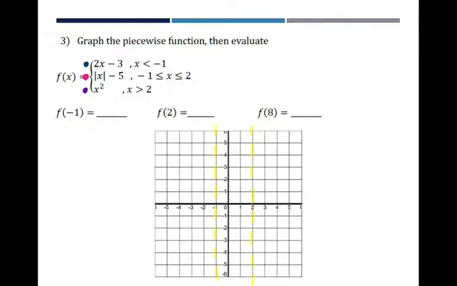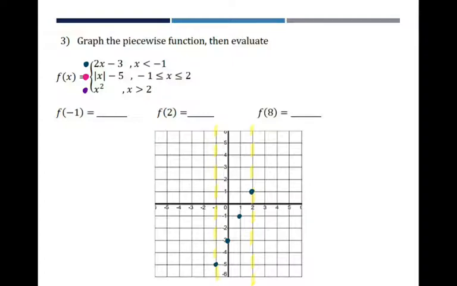So I like to make them vertical dotted lines. Okay, so for my first one, it is a linear function, so 2x minus 3. In order to graph that, I'm going to start at my y-intercept, which is at -3, and I'm going to go up 2 over 1, up 2 over 1, and so forth. I'm going to go in the opposite direction as well.